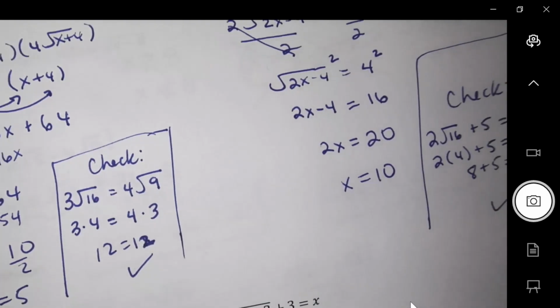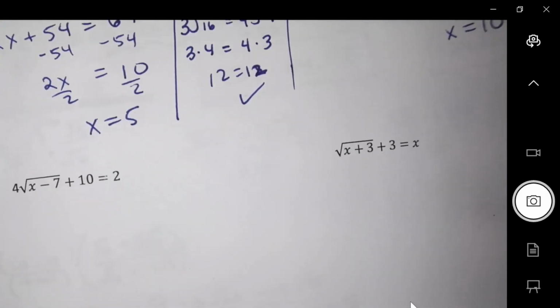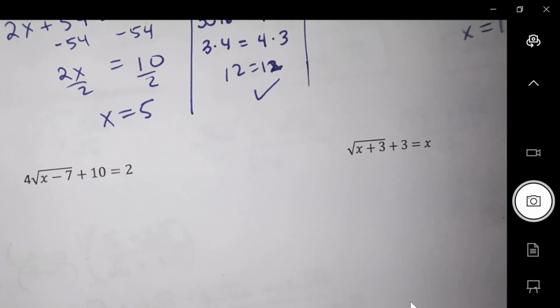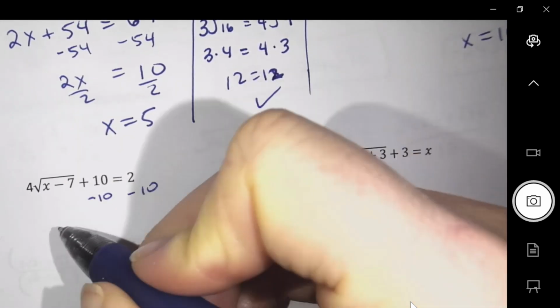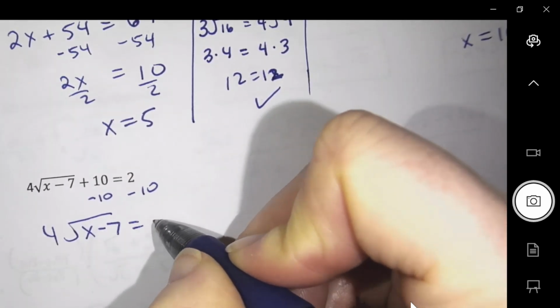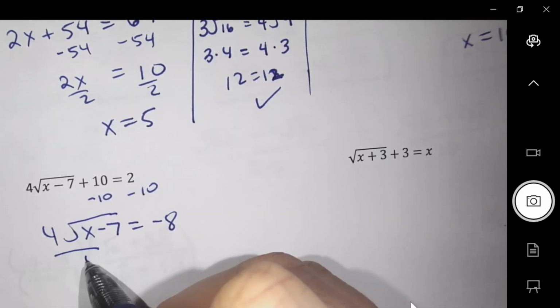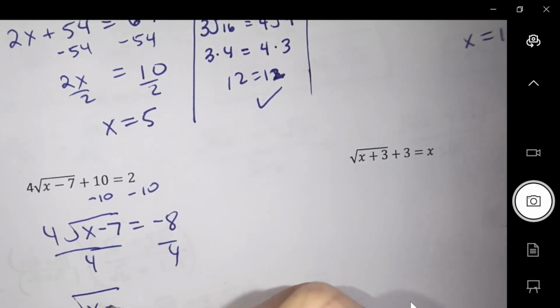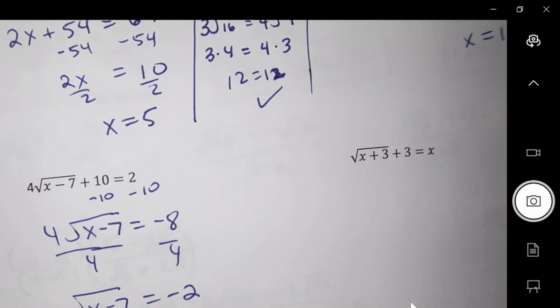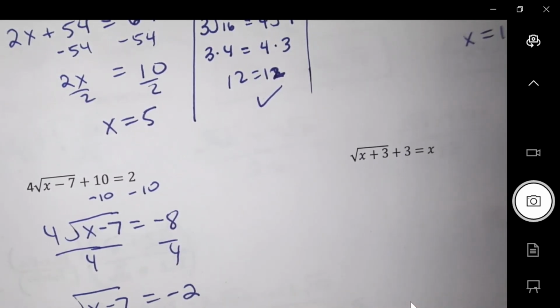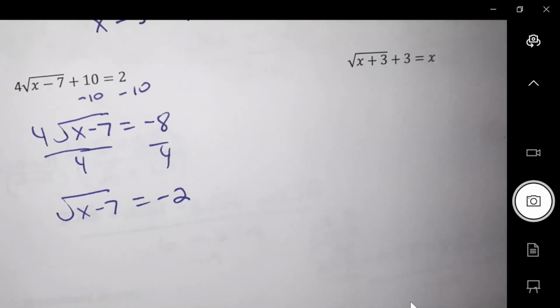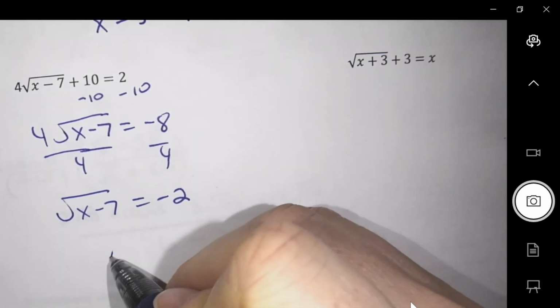Next one, we're going to go 2 plus 2, just 1. Okay. Same concept here, so I'm going to minus 10 and divide by 4. Then what? Oh, it's no solution, but it's a negative 2. It's a no solution.